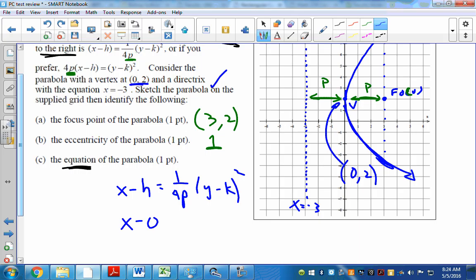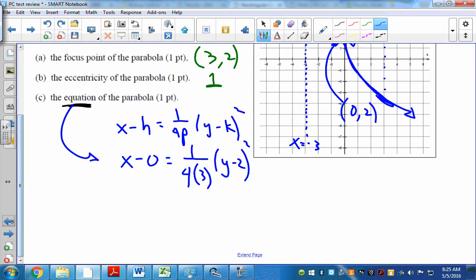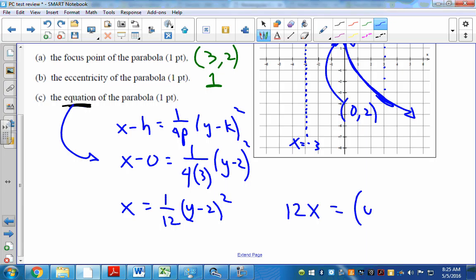So we got x minus 0. We've got 1 over 4. Now again, the p is the distance from the focus to the vertex or the vertex to the directrix. In either case, it's equal to 3. So we can write that. And then y minus 2 quantity squared. Okay, so there's the equation for the parabola. If you wanted to clean it up, you could. I would be very happy with that. x equals 1/12 times (y minus 2) squared. Or if you want to multiply by 12, 12x equals (y minus 2) squared.